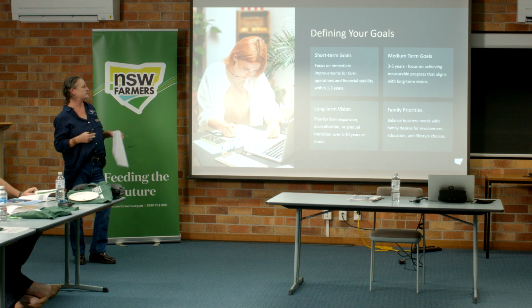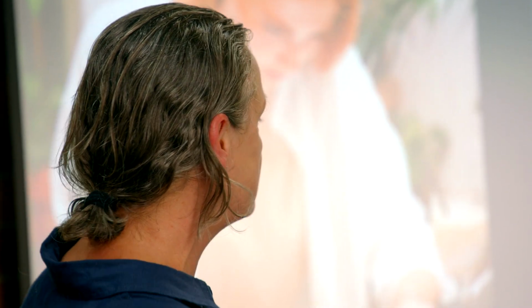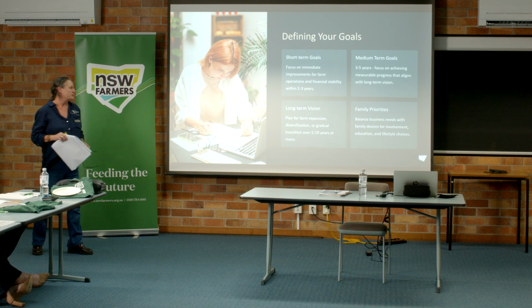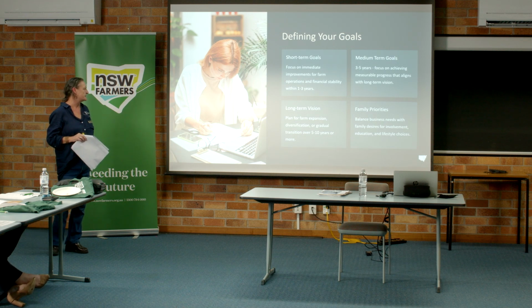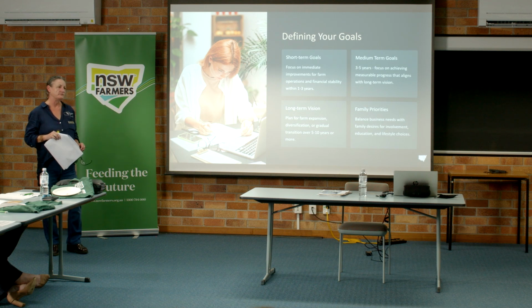Achieving those short-term goals as you move through time might then enable you to start achieving some of your medium-term goals. If you achieve those 1 to 3 year goals, that could give you the capability to start achieving the 3 and 5 year goals. And again, make sure we're measuring our success and that we're achieving those goals. Long-term vision: it's always great to have a plan of what the farm's going to look like in 5 to 10 years' time, and do our goals align with that long-term vision.